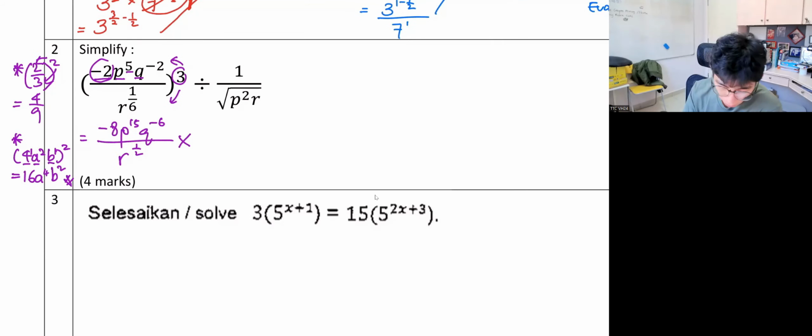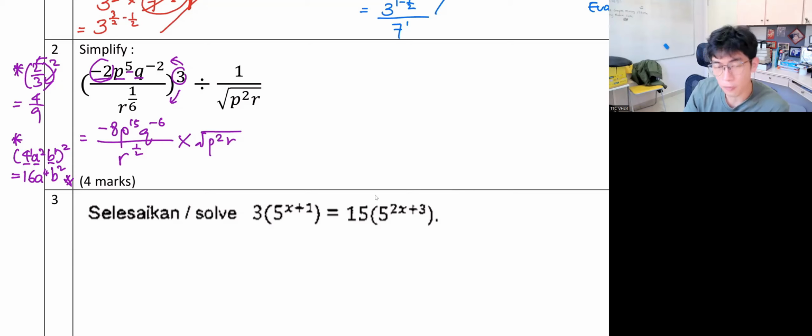Now, do you notice there's a divide there? You're going to change the divide into times. And then, can you see there's a fraction there? You're supposed to flip it, right? So when you flip it, you're supposed to write something like this, then divide by 1. Do you notice the divide by 1 is actually useless? So why not I just erase it and put it nicely over here.